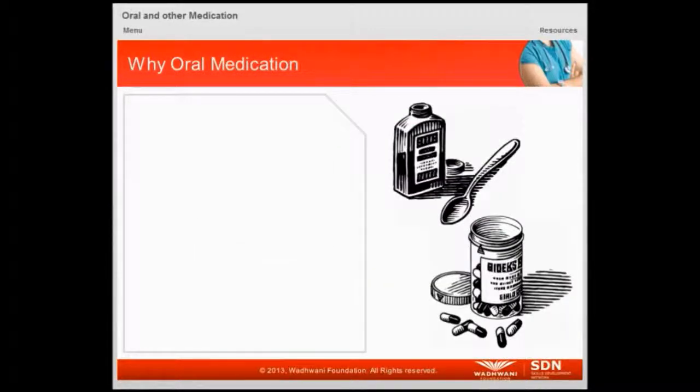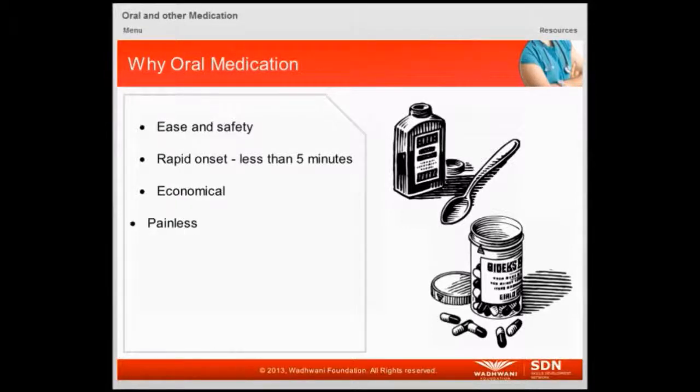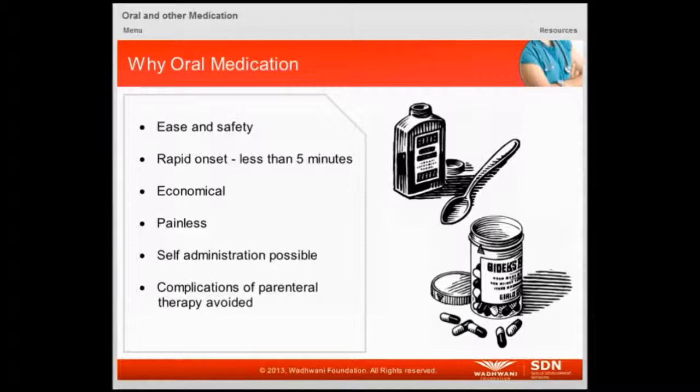Oral medication is preferred because it is easy to administer and safe. It has rapid onset of less than 5 minutes. It is economical and painless. Self-administration by patients is possible in case of oral medication. Complications of parenteral therapy can be avoided.